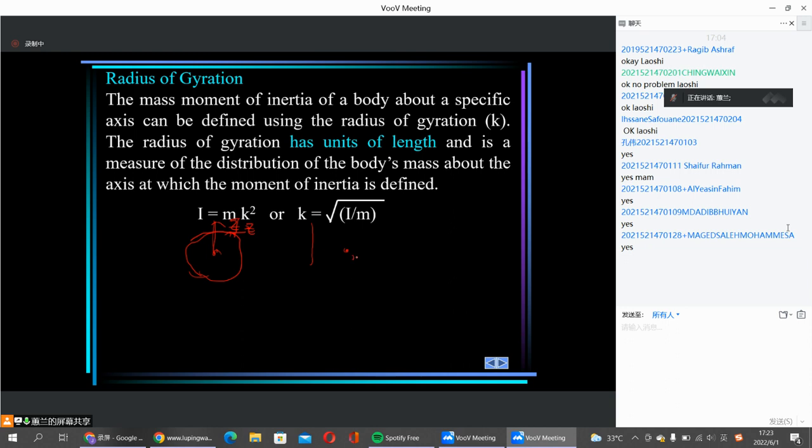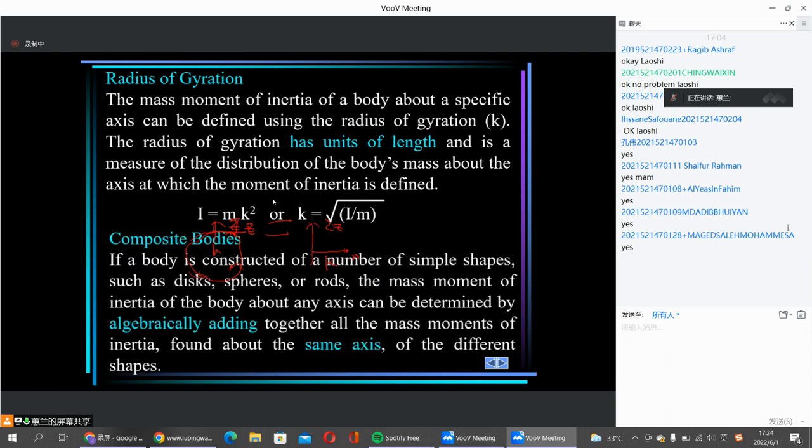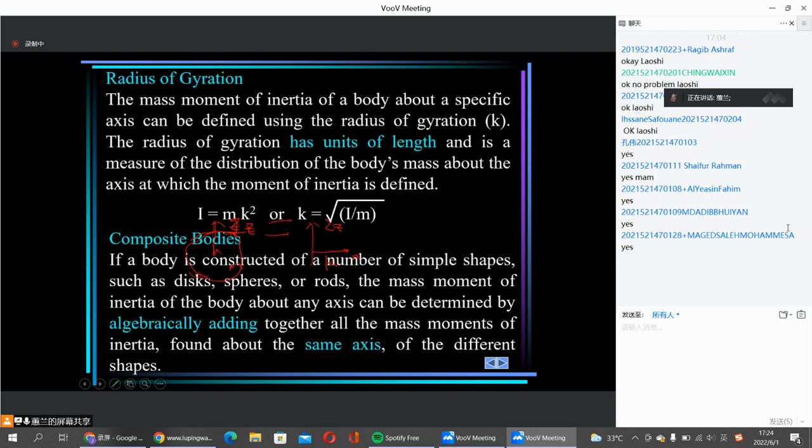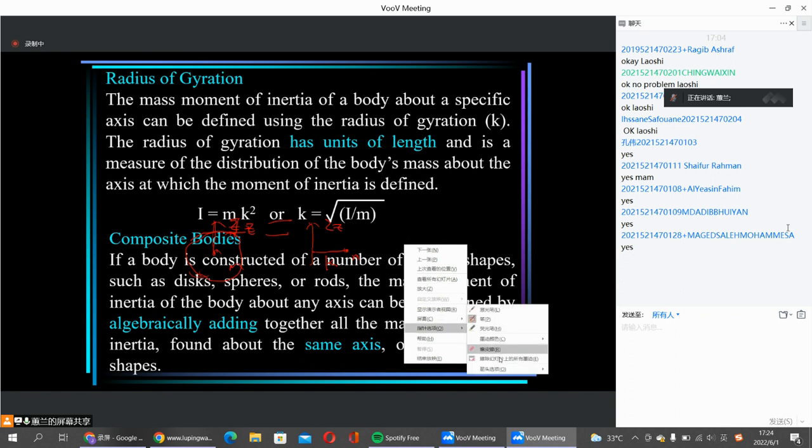If we use the mass m, and the Iz, if they want to be equal with each other, the distance will be called the radius of gyration. So accordingly, if the radius of gyration is given, we can calculate the mass moment of inertia directly.